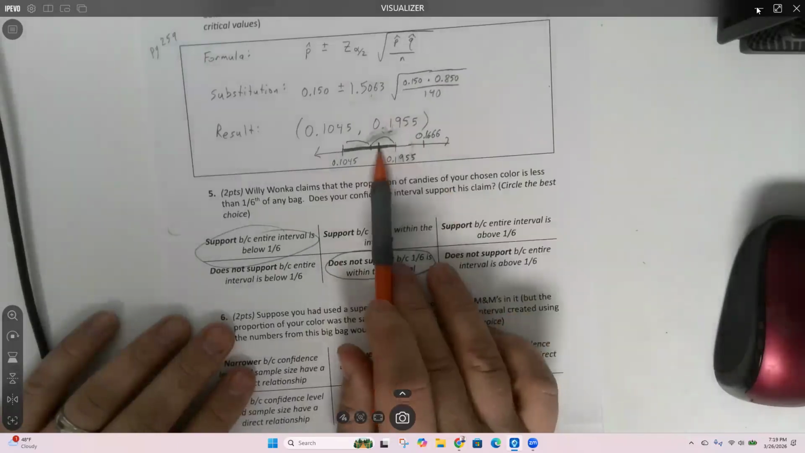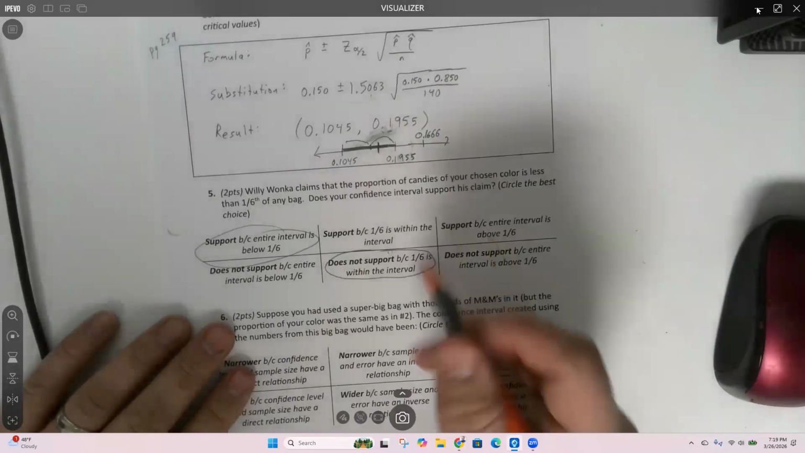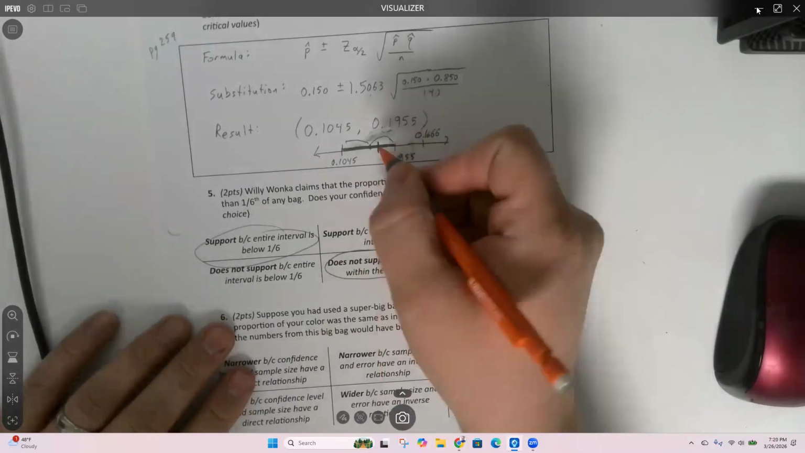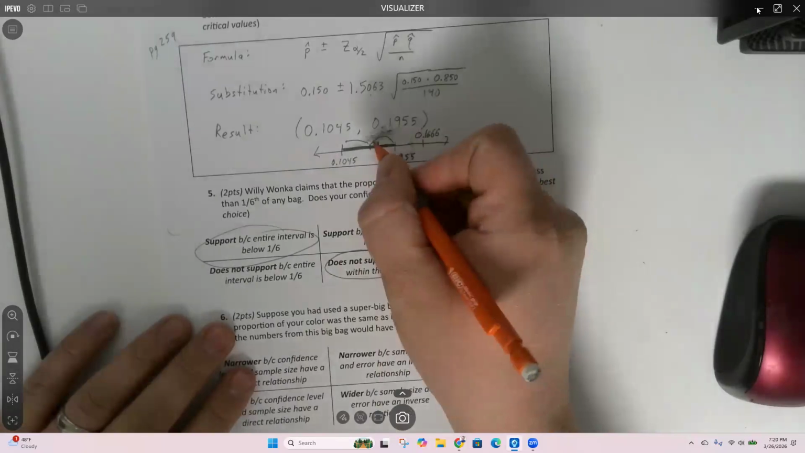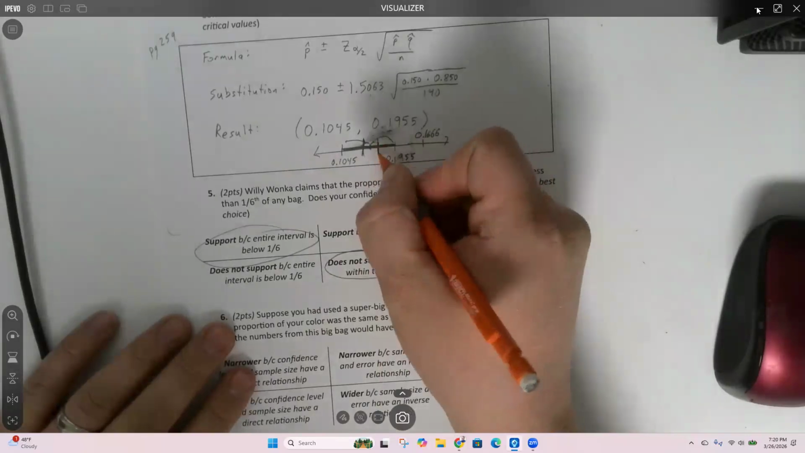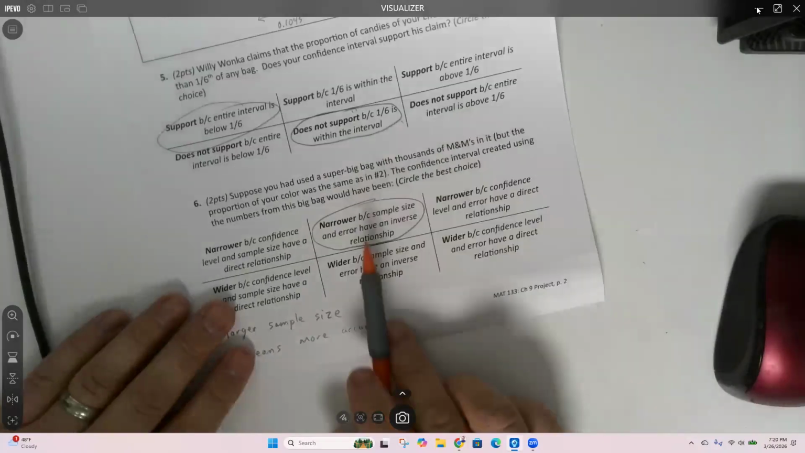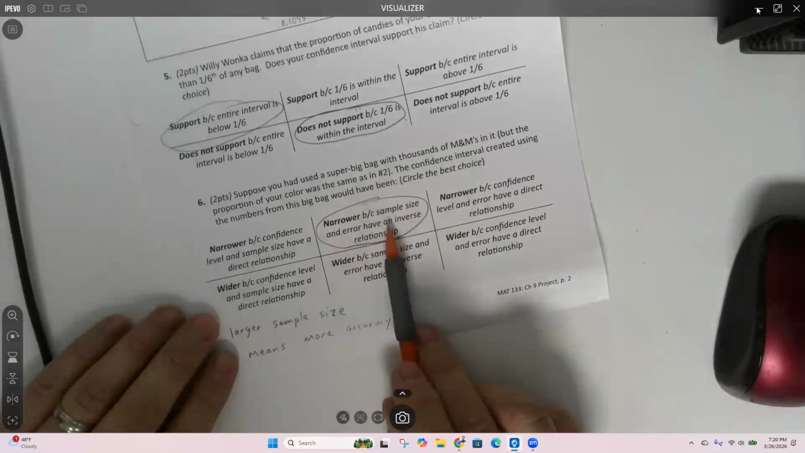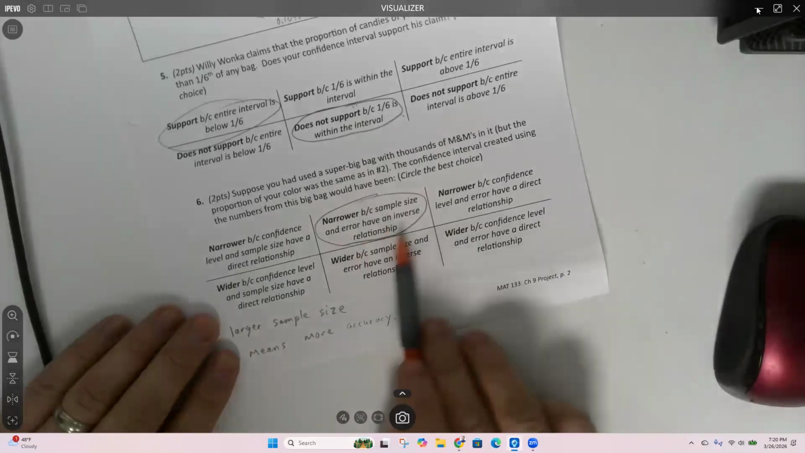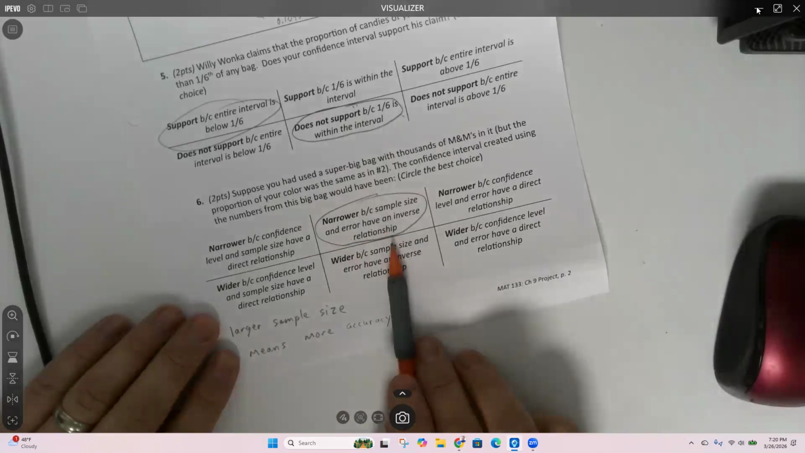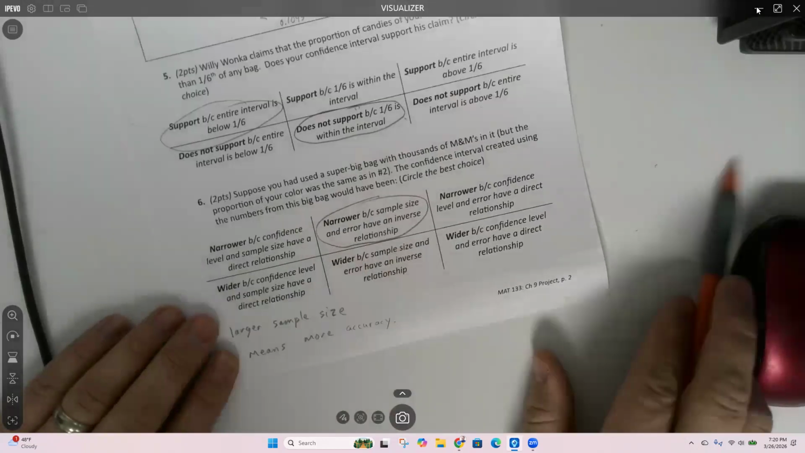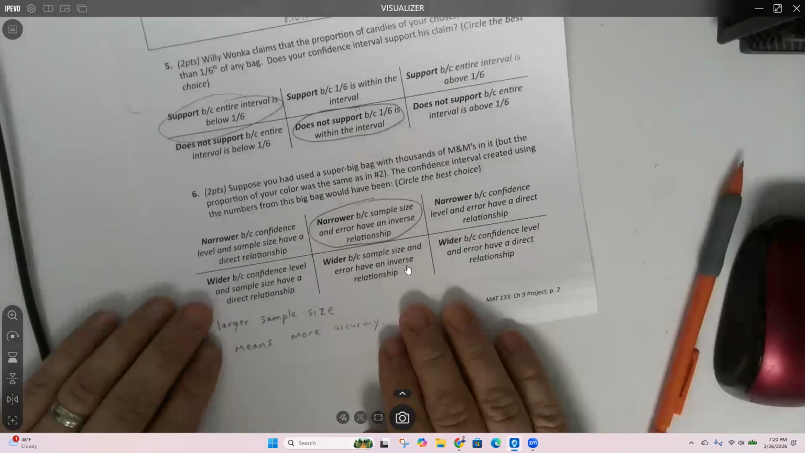If you have a large sample size, your error will be smaller, and that will mean that you end up with a confidence interval that is narrower. Okay, so your confidence interval will be narrower because sample size and error have an inverse relationship. Okay, I can show you with the numbers.